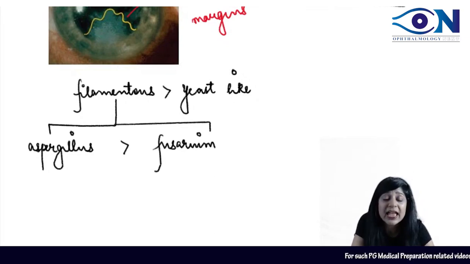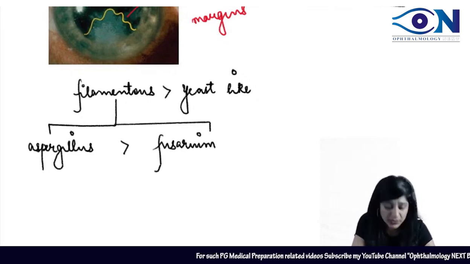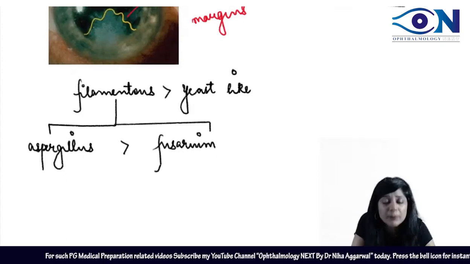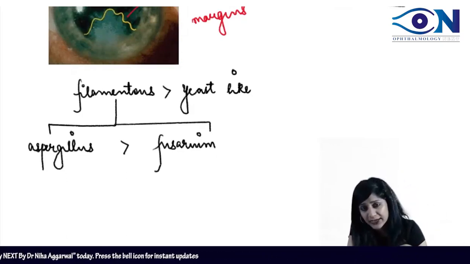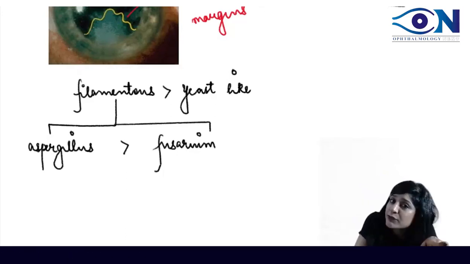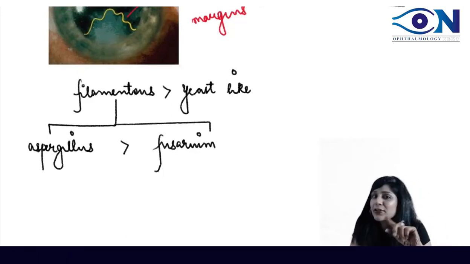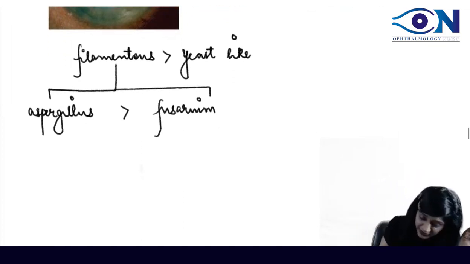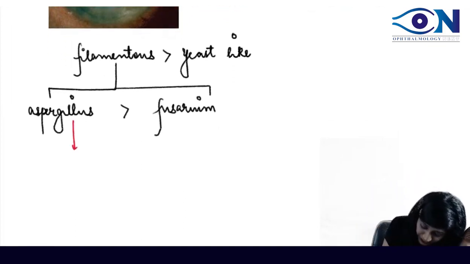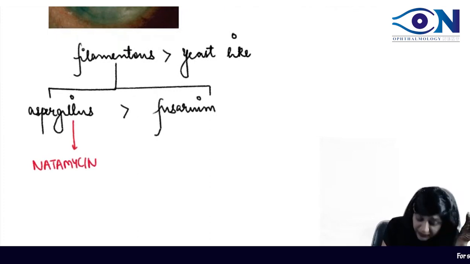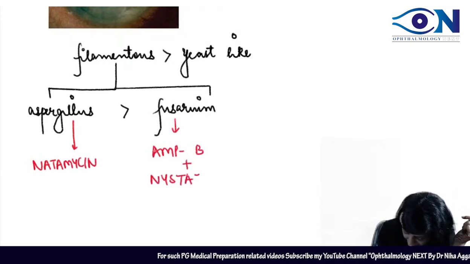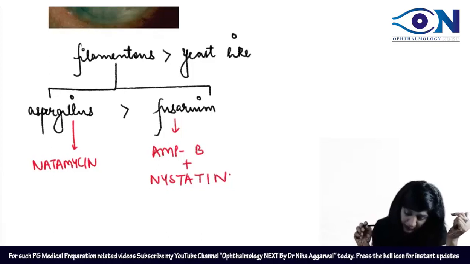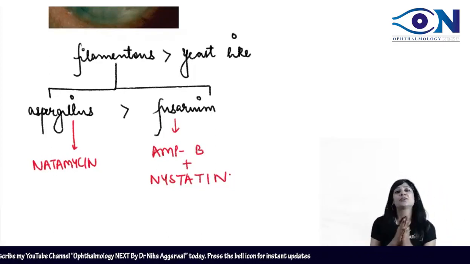Aspergillus is the most common one, and out of the two, aspergillus is followed by your fusarium. And out of the filamentous and the yeast-like, it is the filamentous which is most common. Now, if they are asking you the treatment, we have got the different. Aspergillus mein, we will give the natamycin. So, if they are asking you treatment and they are giving you the etiology, plus we will have the nystatin. Nystatin is there. Okay?